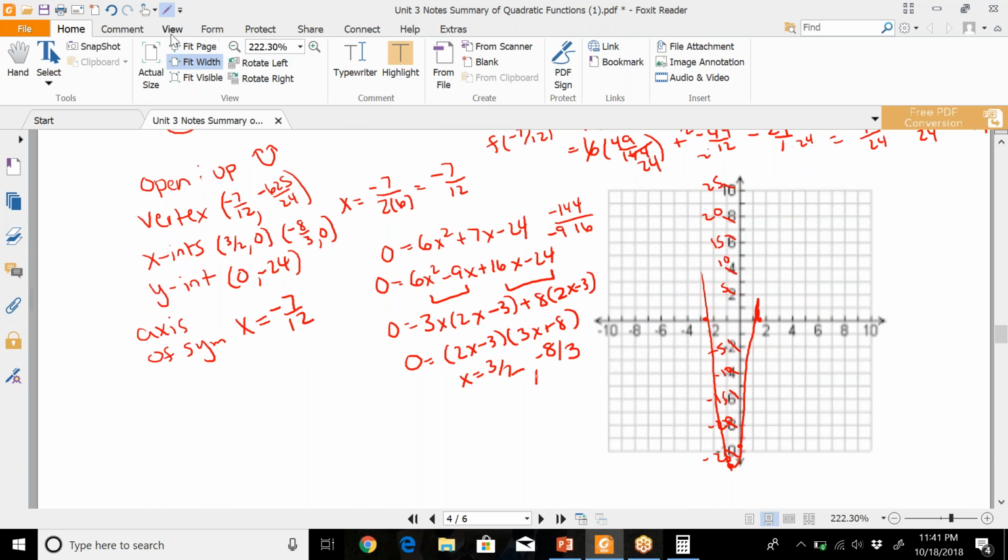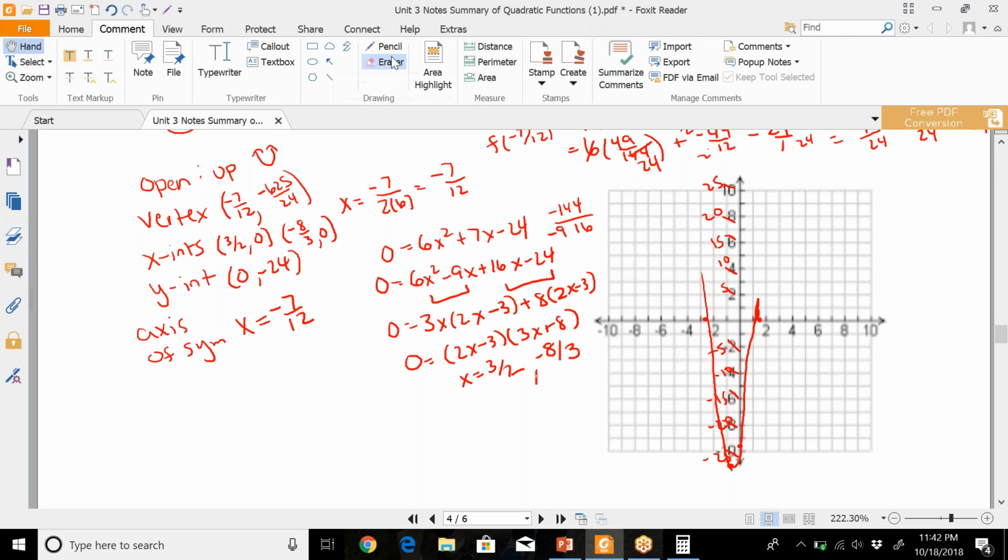Oh, that's because I went too far on that side. I knew something looked a little off because you should have symmetry around that vertex. So let me see if I can find my eraser. There we go.